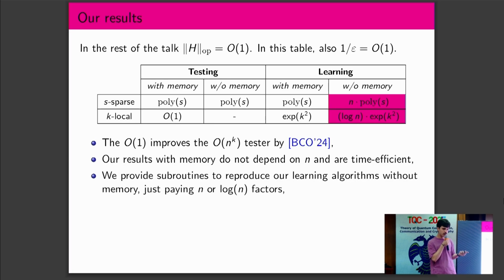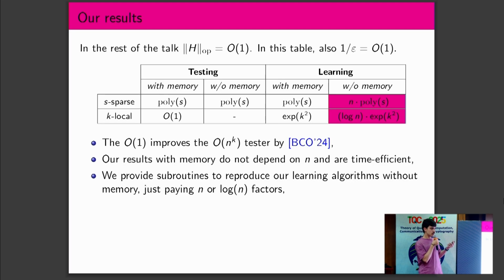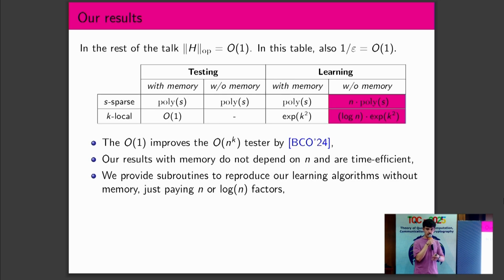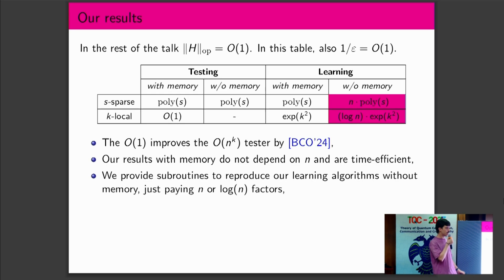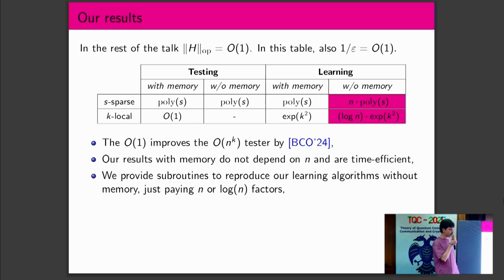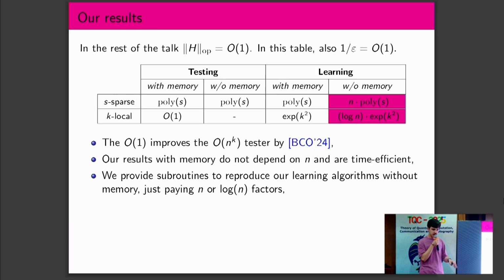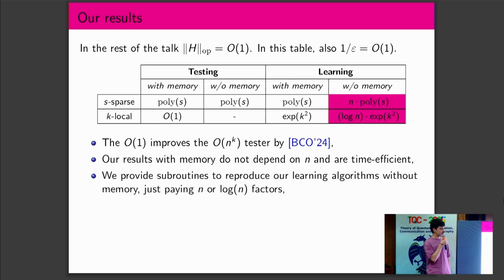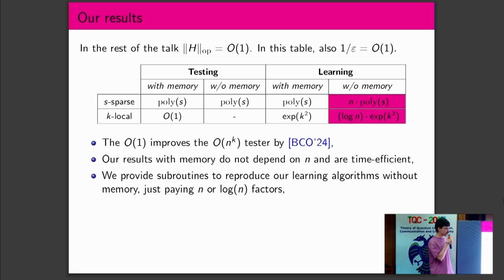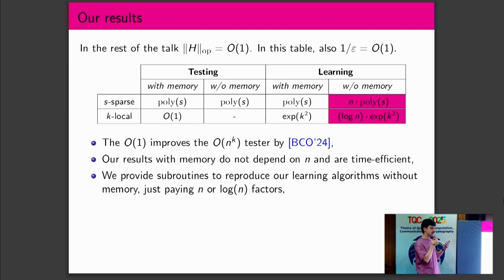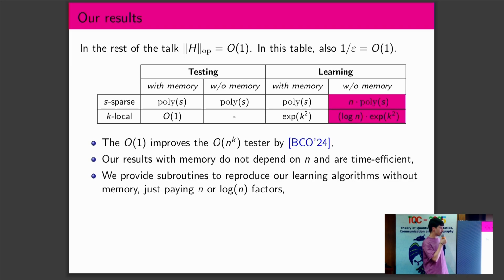We are not going to detail them, but let me say that we have some subroutines that allow us to translate our results with memory to results without memory just by paying at most a linear factor in the number of qubits. Also, these results are not time efficient, meaning that they require exponential classical post-processing time, but our results with memory are time efficient. So our results with memory just are efficient in every figure of merit that you can imagine.